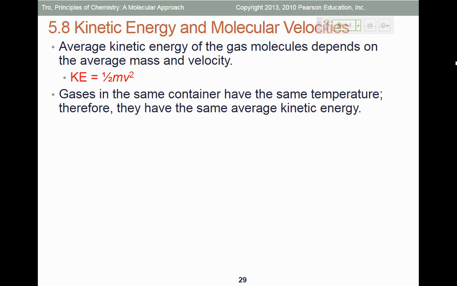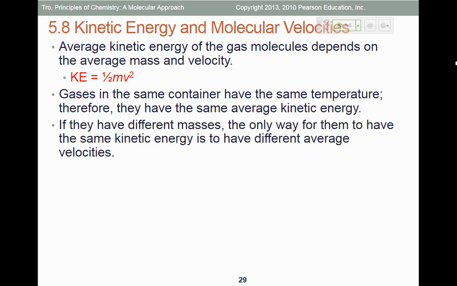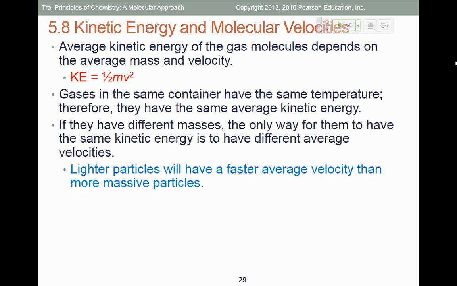Gases in the same container have the same temperature, so therefore they have the same average kinetic energy. If they have different masses, the only way for them to have the same kinetic energy is to have different average velocities. Because things that weigh different amounts don't move the same. That just makes sense. So if we have different masses and the same average kinetic energy, that means that the velocities, or how fast the gases are moving, are different based on the size. Lighter particles have a faster average velocity than heavier particles.